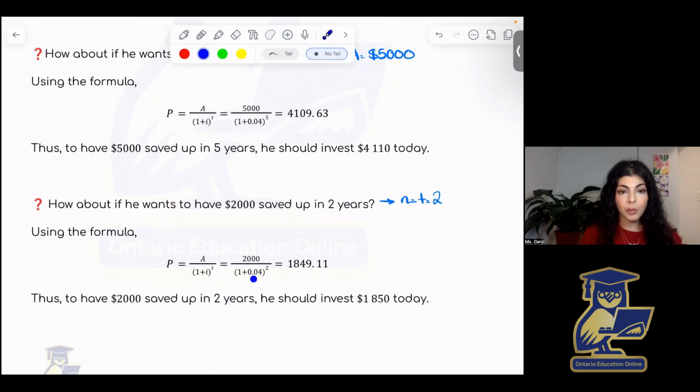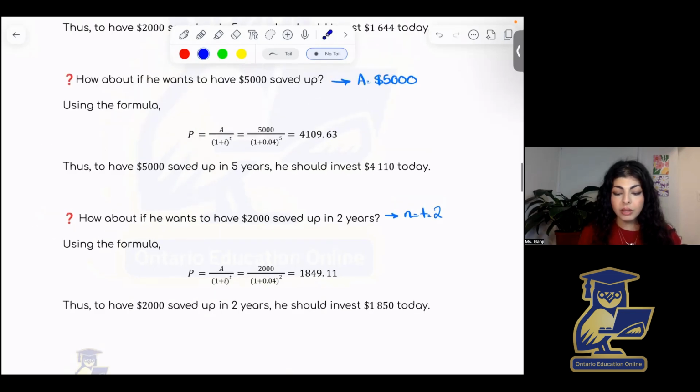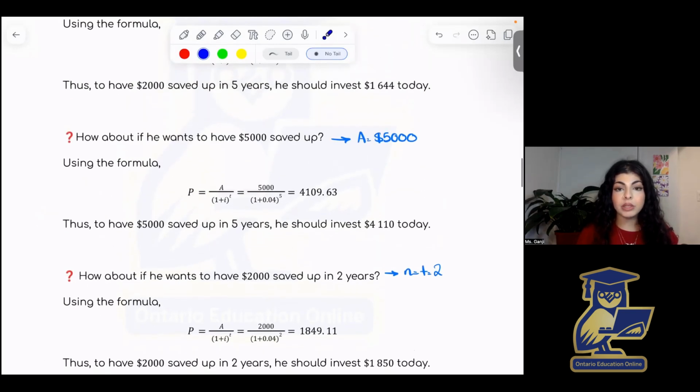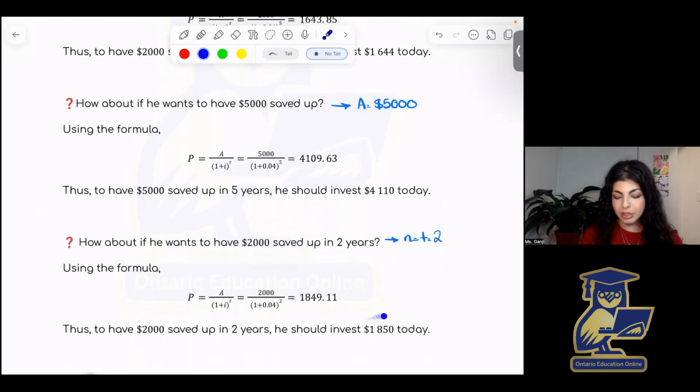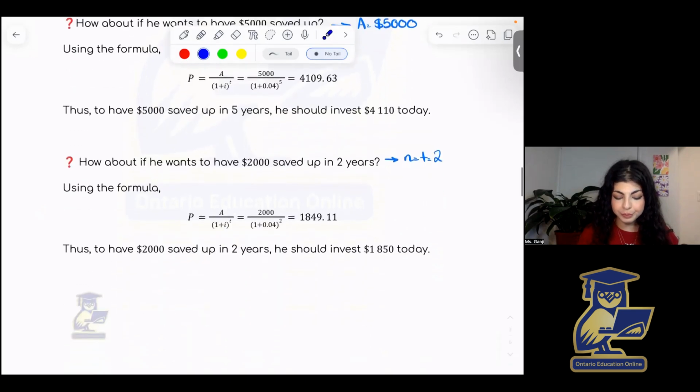So 1 plus 0.04 to the power of 2. And now we get $1,849.11. So that makes logical sense to us as well. If he wants to save up in a short amount of time, he needs to invest more. And rounding up to the nearest dollar, we have $1,850 today in order to have $2,000 saved up in 2 years. And again, make sure you are paying attention to what each question is asking you with regards to the period of time, the rate, and how much investment you have either now or how much you want in the future.